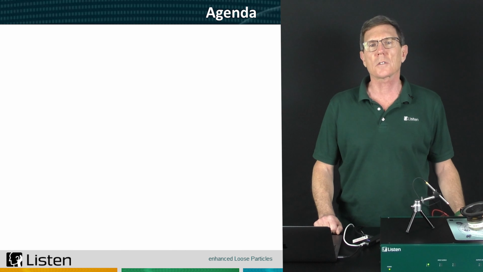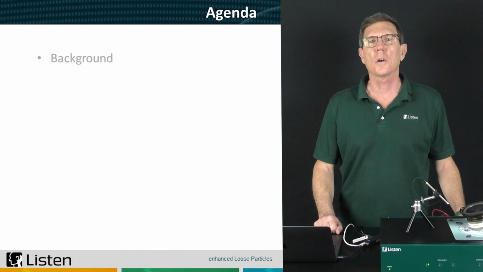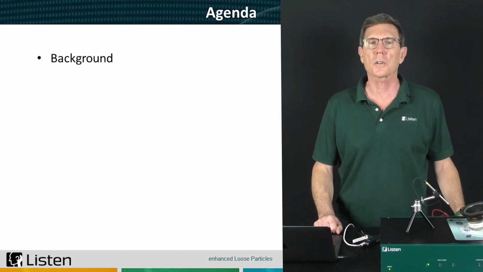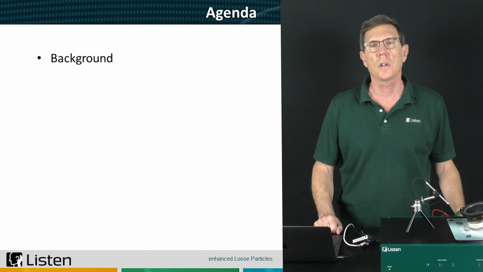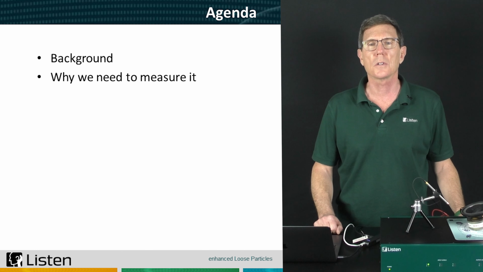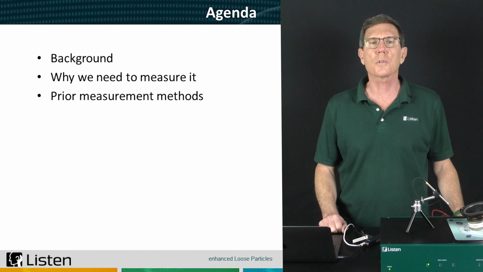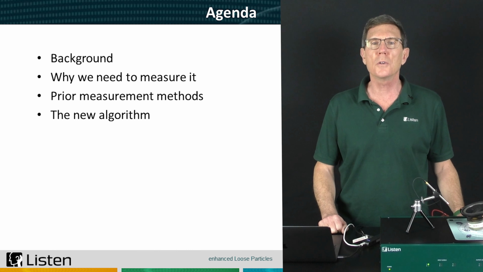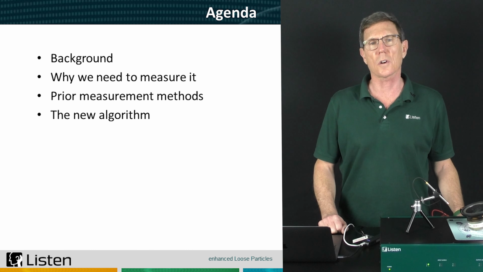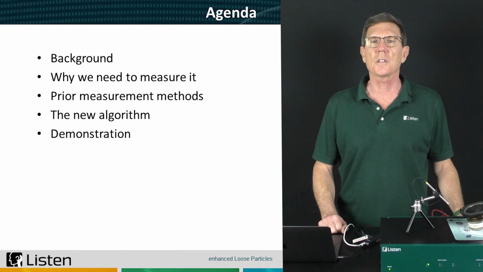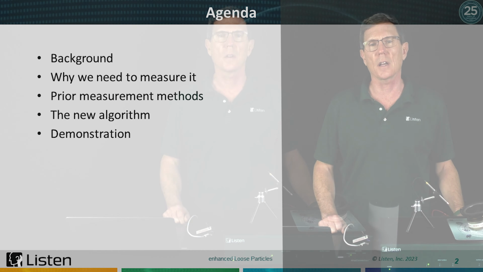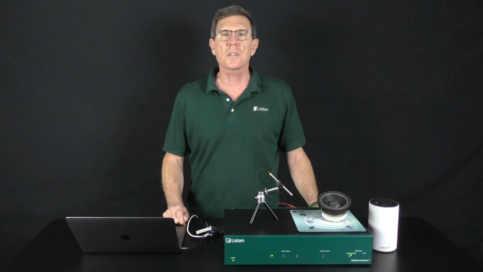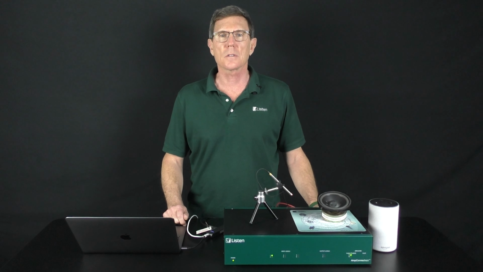In this short product launch, I'm going to first start with a little background on loose particles or transient distortion and why it's important to measure. I'll talk a little about prior measurement methods, both from Listen and others. Next, I will walk you through our new algorithm and explain how it works. Finally, I'll demonstrate some results, and we'll have time for any questions at the end. So let's start by taking a look at transient distortion.